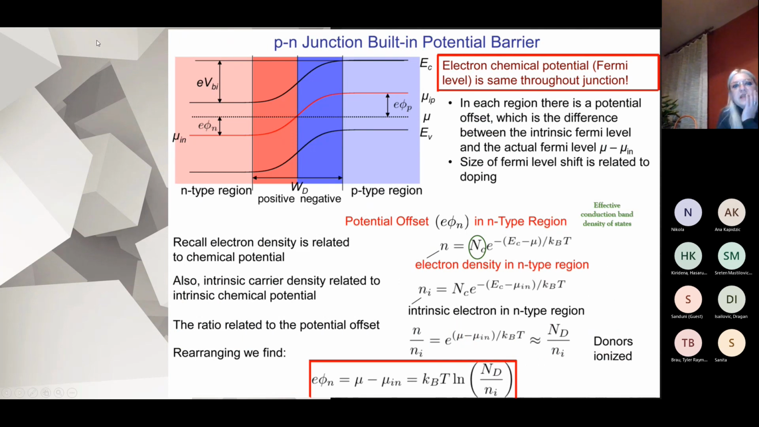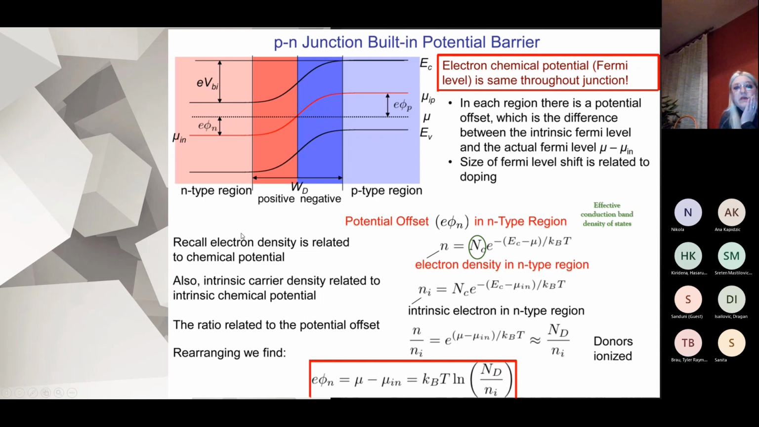So if you look at how this potential offset looks, you can see that the potential offset in the n- and p-type regions will be the same as the difference between the real chemical potential in the p-n junction and the intrinsic chemical potential. And we're going to calculate this.